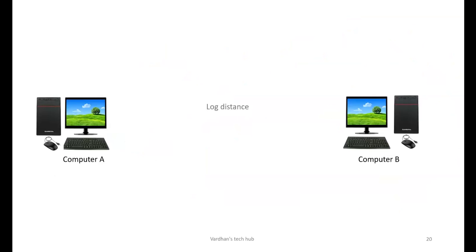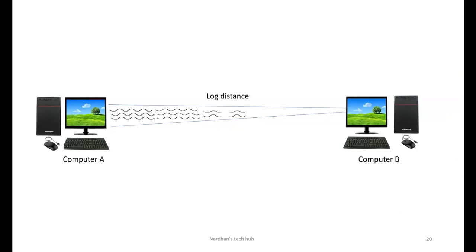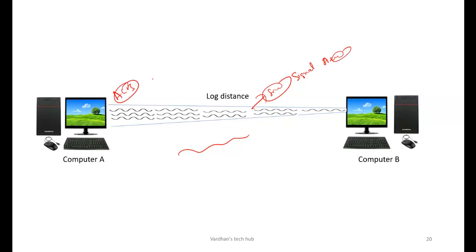So we have two computers again. What if they are connected over a longer distance? If they are connected with a short distance, that is fine. But if computer A and computer B are connected with a long distance, then as signals pass through the medium, there is a possibility that the signal strength will be reduced. So whatever data we are sending from computer A, that quality won't be available in computer B when it is receiving.